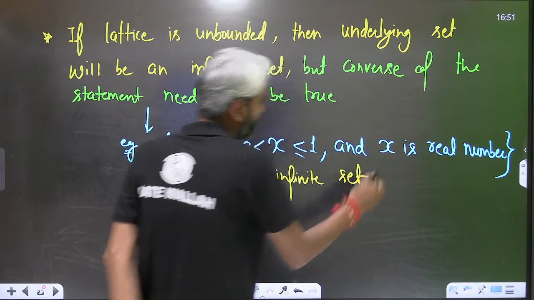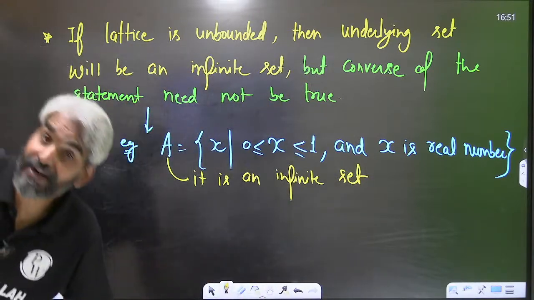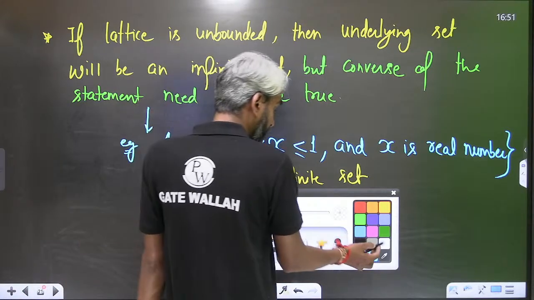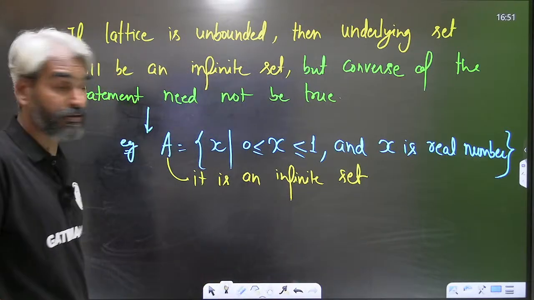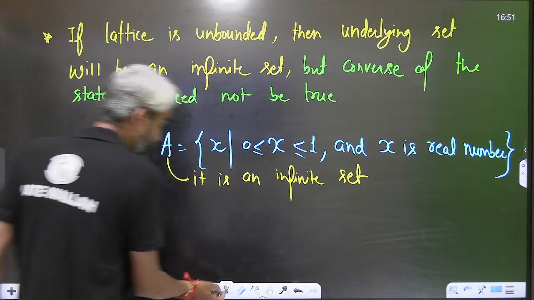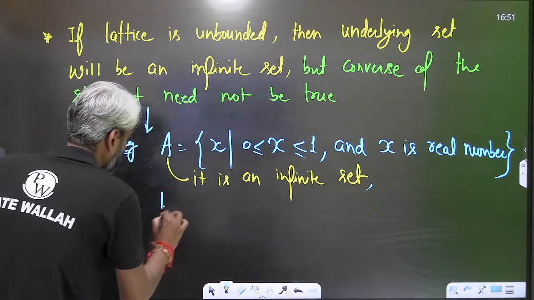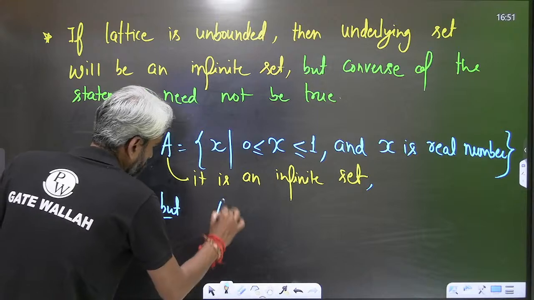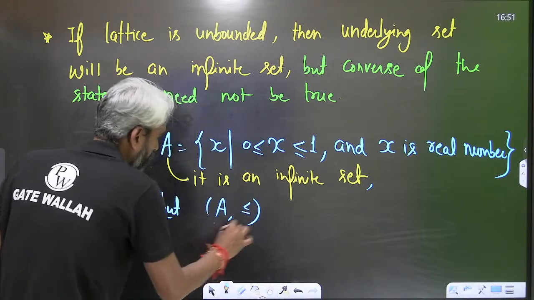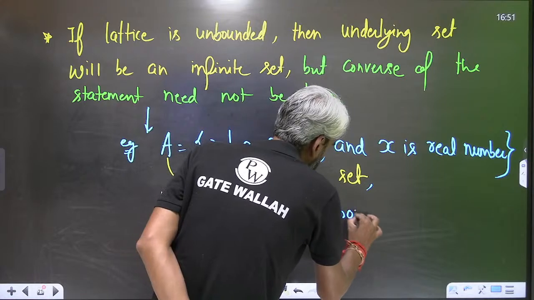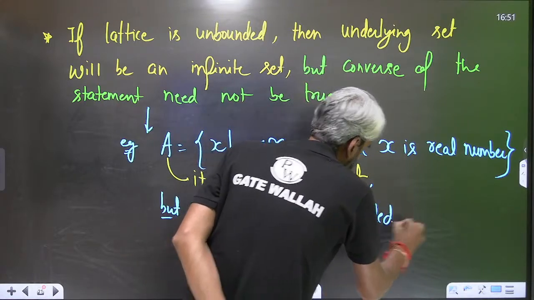So it is an infinite set because there are infinite real numbers between 0 and 1. Because there are infinite real numbers between 0 and 1, it is an infinite set. But is A with respect to less than or equal to a bounded lattice? Yes or no?